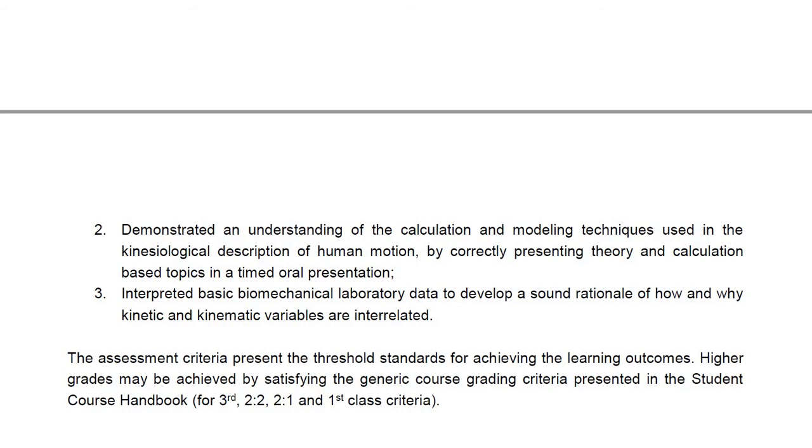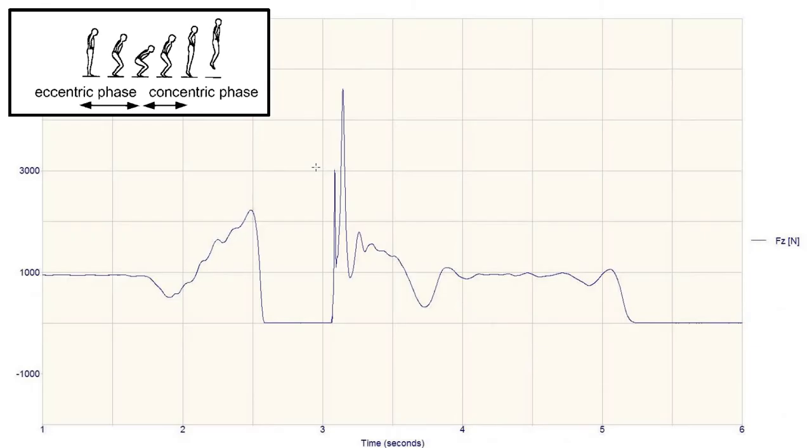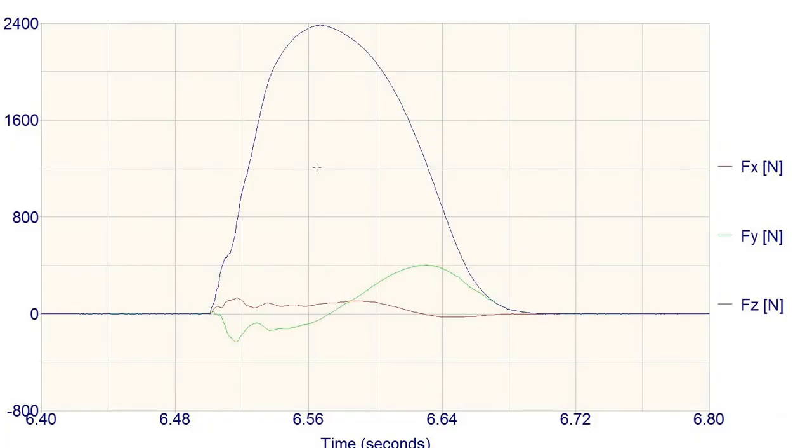So the criteria states that the student must have interpreted basic biomechanical data to develop a sound rationale of how and why kinetic and kinematic variables are interrelated. Now that's a bit jargon heavy, but we can simplify this and it should be fairly straightforward once we think about what we've already done. So interpreted, so there's something you're going to need to interpret, obviously. Biomechanical lab data.